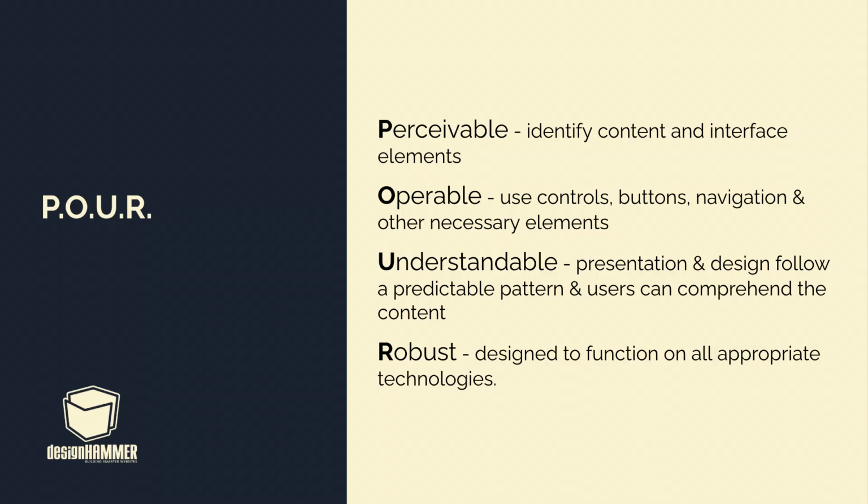Perceivable means that someone can identify content and interface elements. Operable means they can then use the controls, buttons, navigation, and other necessary elements. Understandable means they can then understand what is there. And robust means that the content is accessible through a variety of assistive technologies.